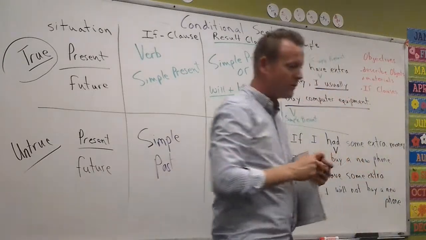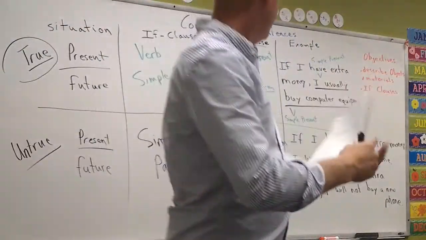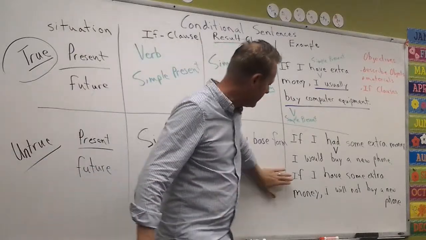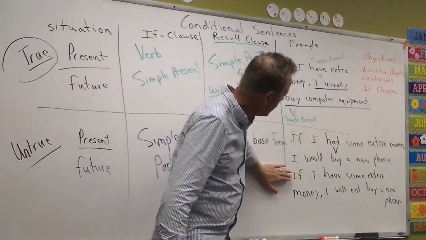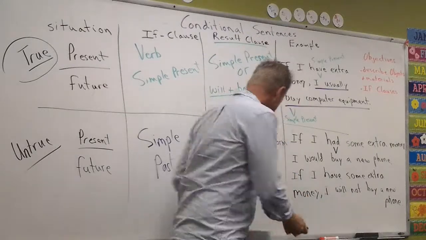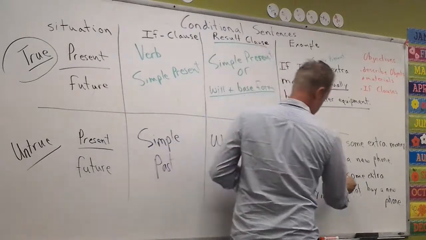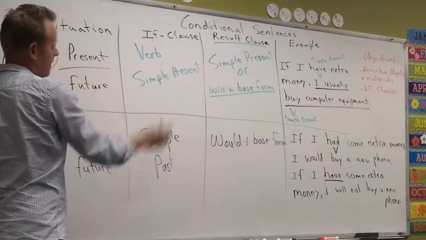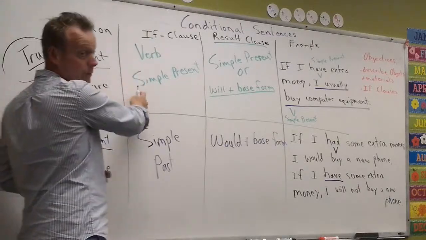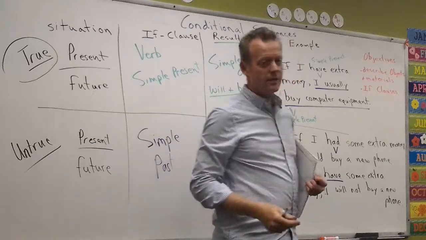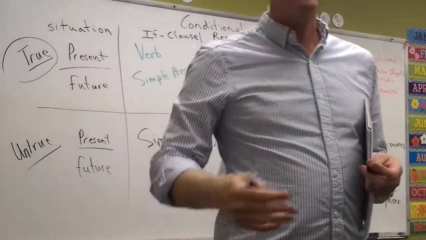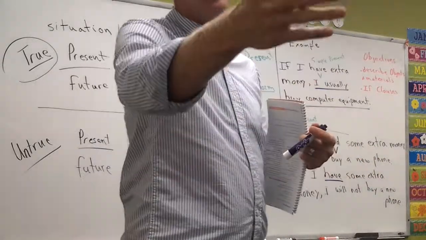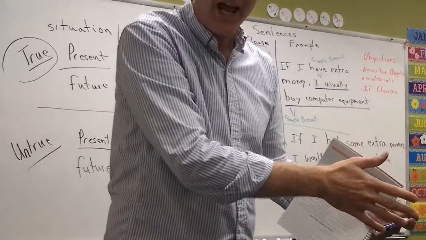So listen, you have to look at the whole picture, the condition and the result. And the way you figure out whether it's true or untrue is the verb tenses. If I have some extra money, what's the verb? Simple present. So which one of these is it? True. It's up here in the true because you use simple present. The truth is, no, you don't have money, but if you did have money, you wouldn't spend it on the phone. That's true. It's true that if you had the money, you wouldn't do that. Do you see what I'm saying?